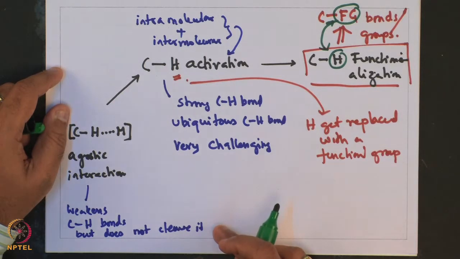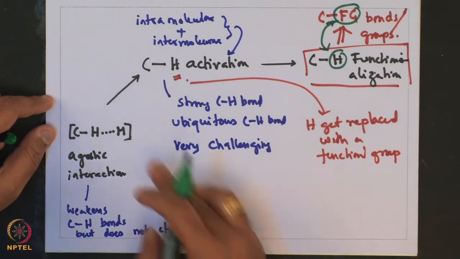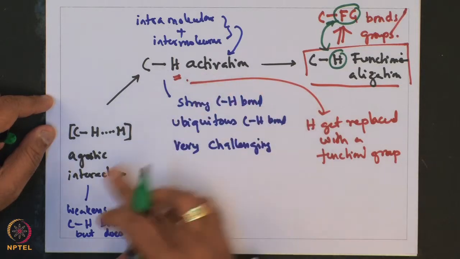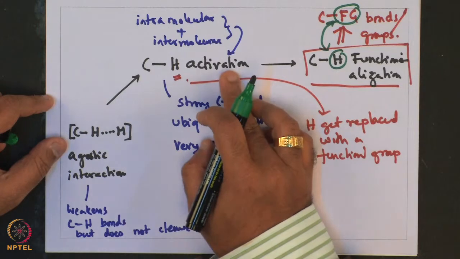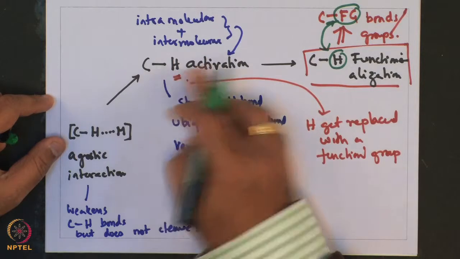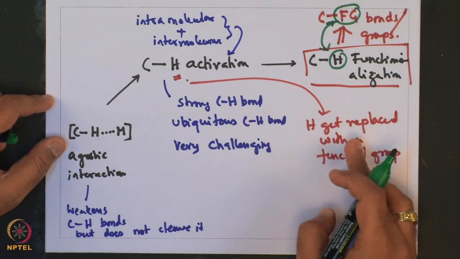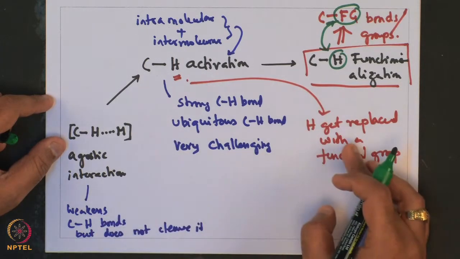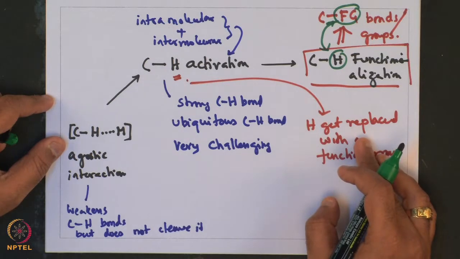organometallic research. Now, as we see, if we take a look at the whole perspective, this CH activation starts with a C-H-M type agostic interaction leading to CH activation and followed by CH functionalization, where the hydrogen is replaced by a functional group. Now, this can be done catalytically, this can be done stoichiometrically, and this is of immense interest to both industry as well as academia alike.